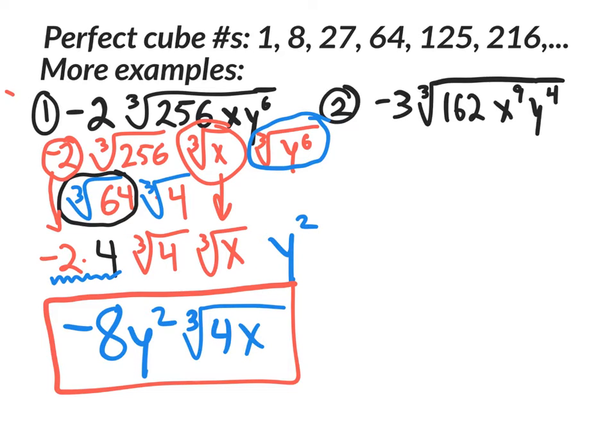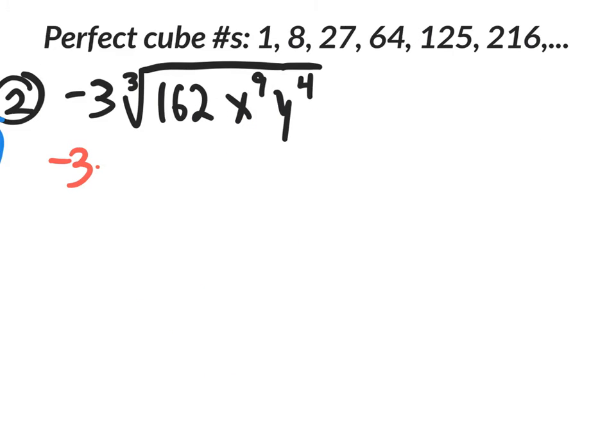The next one, we have a negative 3 on the outside. Let me zoom in. So we have the negative 3 in the front, 162. Let's think about it. Which of these numbers could work into 162? With the calculator, 162 divided by 27, we get 6. So we're going to rewrite it as 27 times 6, correct? And then we're going to split the third root and the third root.